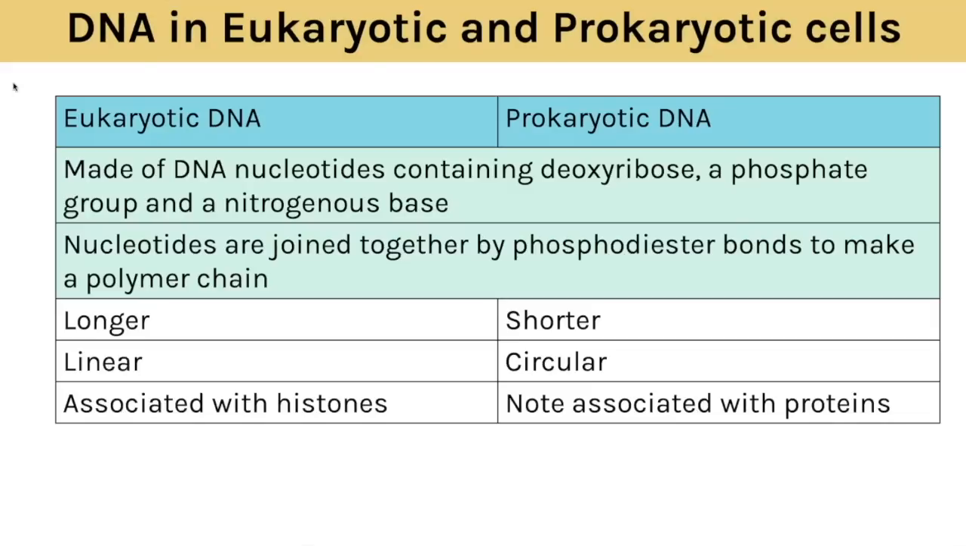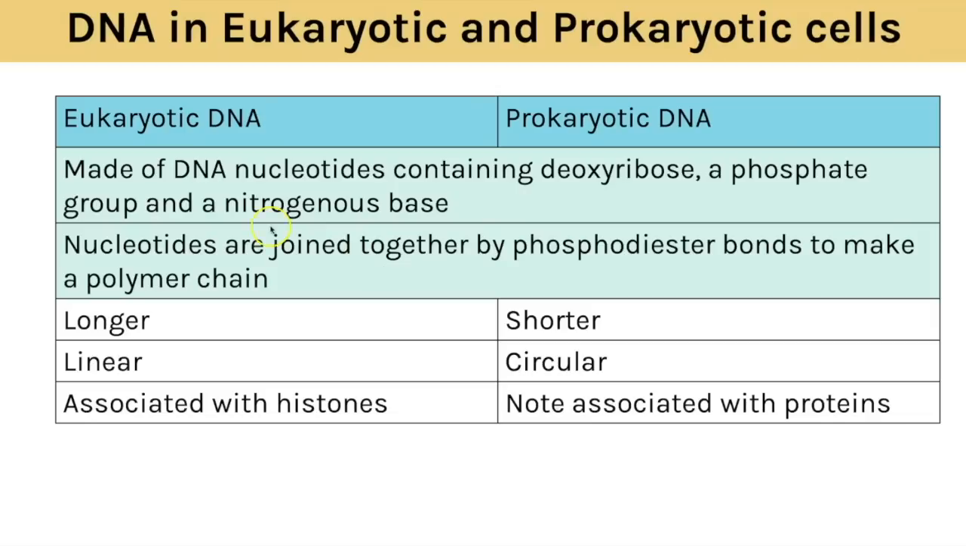And comparisons mean similarities and differences. So our two key similarities are the fact that the DNA is made up of DNA nucleotides for both, meaning it contains deoxyribose, a phosphate group, and a nitrogenous base. The nucleotides are also joined together by phosphodiester bonds to make the polymer chain.